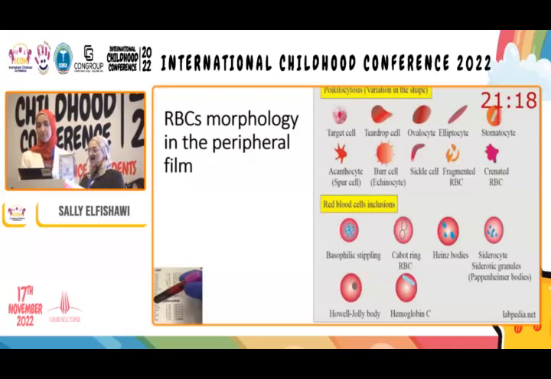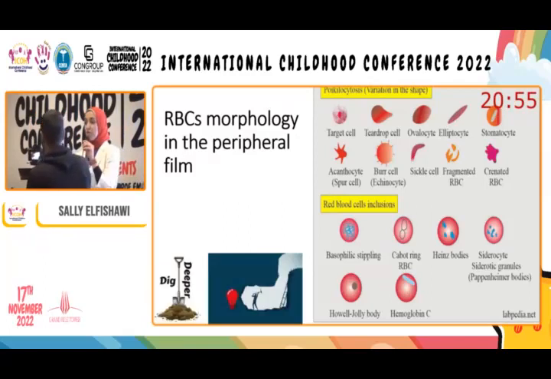Red cell inclusion bodies like basophilic stippling, Howell-Jolly body, will give you an indication of what to do further, to ask for more investigations for your patients. I will hand off to Dr. Rania because she's responsible for the count and I'm responsible for the morphology. So yes, when there are morphological changes, you need to dig deeper and not take it lightly.